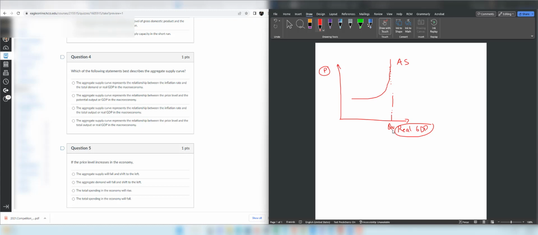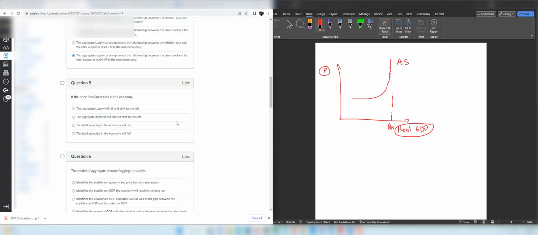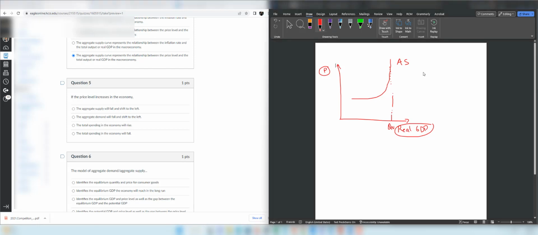The aggregate supply curve represents the relationship between the inflation rate, again it's not the inflation rate. And the last option, the aggregate supply curve represents the relation between the price level and the total output or real GDP in the macroeconomy. That's correct. Question number 5. If the price level increases in the economy, we know that none of the curves are going to shift. Why? Because the price level is on the vertical axis here.